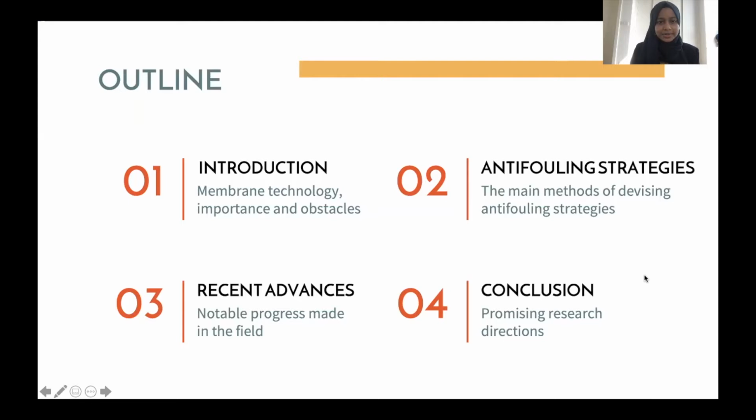So basically, I'm dividing today's presentation into four parts. First, I'm going to be introducing why I'm so interested in antifouling strategies, and it is related to membrane technology. Second, I'm going to talk about the current methods for devising these strategies. Third, the recent notable advances in the technology, and number four is conclusion.